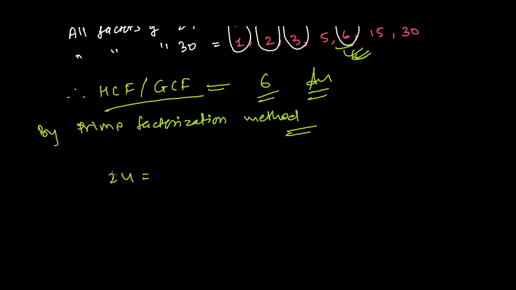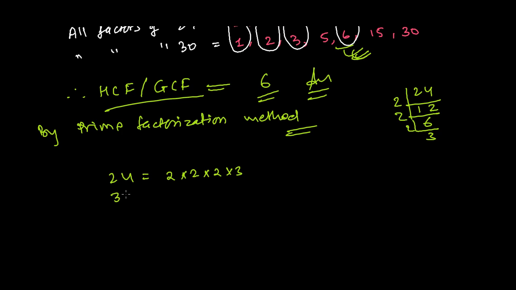24. So I'm going to write first the prime factorization of 24. I can do it here in the rough. 2 times 12, 2 times 6, 2 times 3. 3 is a prime number. We need to stop. So it is 2 times 2 times 2 times 3. These are the prime factors of 24 I write.